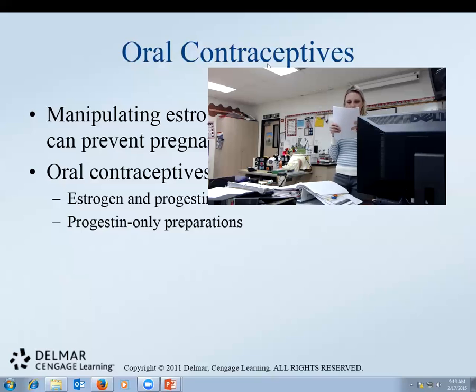Most of these are by tablet. One of these is an implant, so they actually implant it into the arm. Usually it stays for, let's say, 3 to 5 years, maybe. Not exactly sure. It's either 3 or 5. I'm not really sure which one. And then there are some injections on here too.